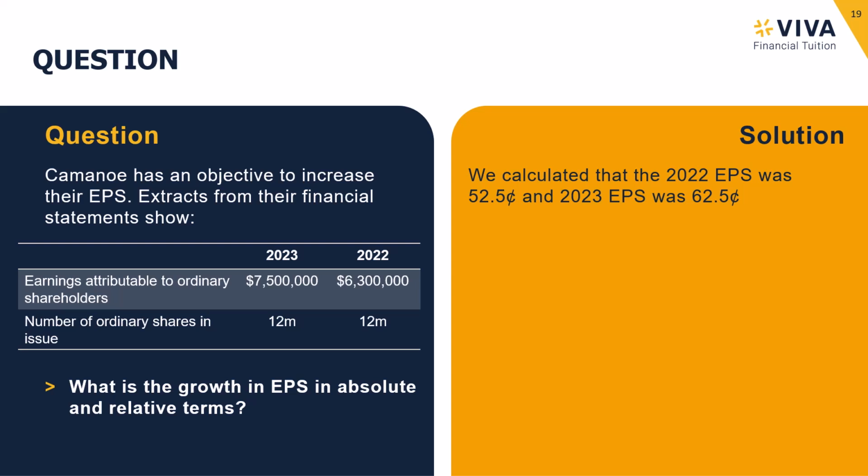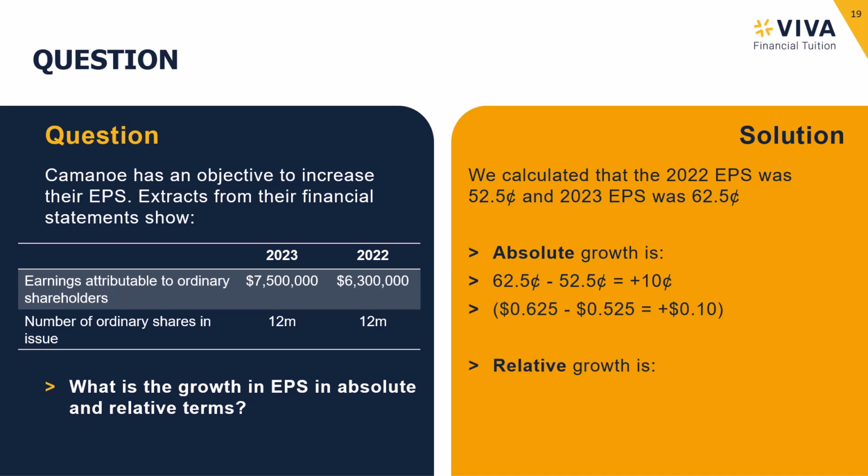We calculated that the earnings per share in 2022 was 52.5 cents. In 2023, it was 62.5 cents. So our absolute growth there, as you can see, is 10 cents. In relative terms then, we would take the absolute growth, which was 10 cents. We would divide that by the earnings per share of the previous accounting period, and we could see that the growth there as a proportion of the previous period is 19.05%.